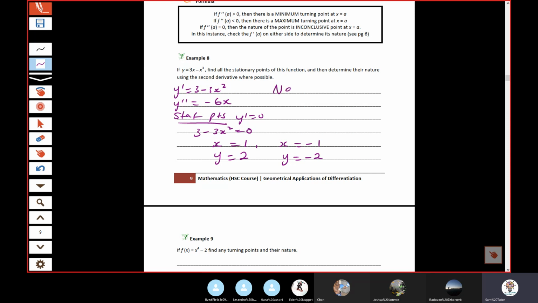Nature. Y double dash. At 1 and 2, y double dash equals negative 6, less than 0, which is a max. It's the opposite, isn't it? Because less than 0, you would usually think it's min, but it's max, it's opposite. And then at negative 1 and negative 2, y double dash is equal to positive 6, greater than 0, min.